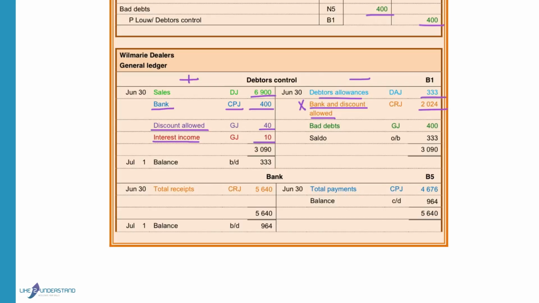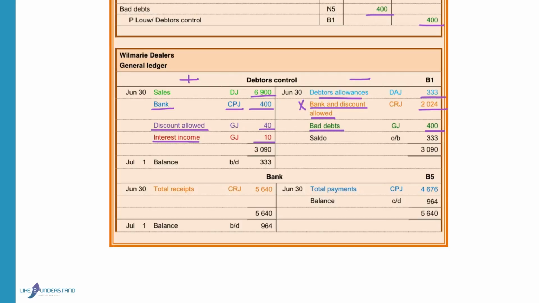If we write off bad debts because someone's debt must be written off, we want to reduce the outstanding amount of debtors. We reduce debtors on the credit side with 400 Rand, and we will debit bad debts account. At the end of the month, we will add up the biggest side, subtract the smaller side to determine what is the balance. If we look at the debtors control, this is an asset, so the debit side must always be bigger than the credit side because a debtor always has a debit balance.